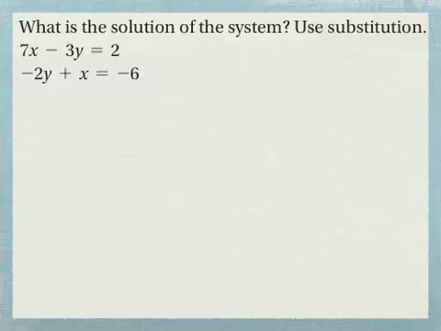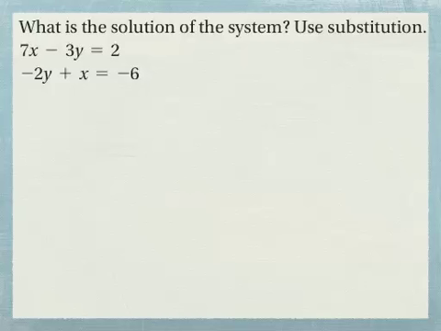If you look at the equation 7x minus 3y equals 2, neither 7x nor negative 3y is going to be easy to get by itself. We're going to have to either add or subtract and then divide both sides of that equation. We would end up with fractions. It wouldn't be very pretty. It would work, but it wouldn't be very fun to get there.